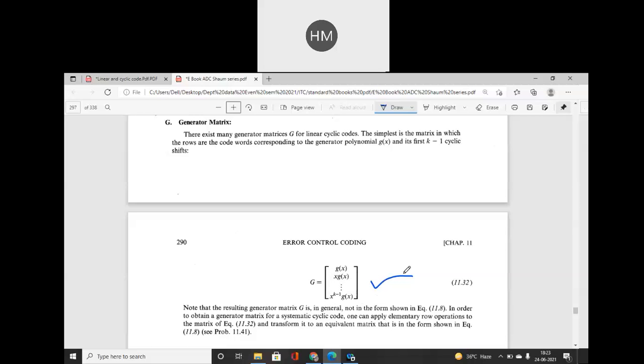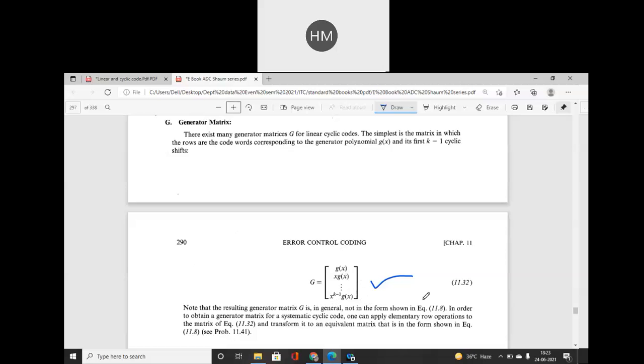See, this generated matrix will be your non-systematic form. You can convert this non-systematic form into a systematic form. सिस्टमैटिक फॉर्म में क्या होगा, पहले पूरा आई आएगा फिर पी आएगा, या पहले पी आएगा फिर आई आएगा. Here you won't get identity matrix. After finding this you won't get identity matrix.